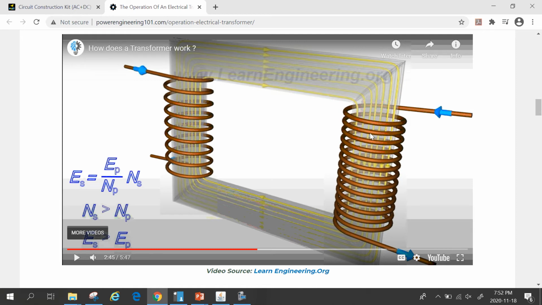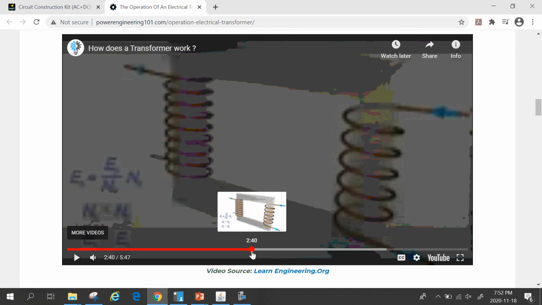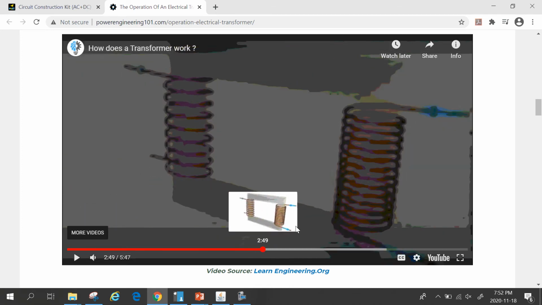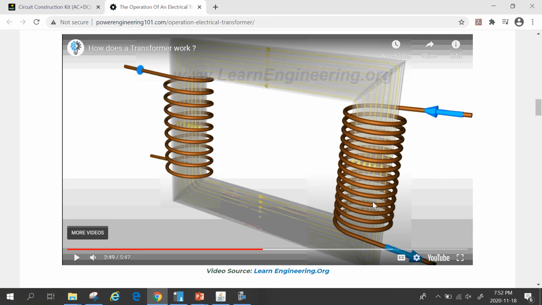Whether it is a step up or step down transformer will be determined by the number of turns in the coil on the primary versus the secondary side. If you have fewer turns on the secondary side, then it's going to bring the voltage down. If you have more turns on the secondary side, that's going to bring the voltage up. So the first one is what we call a step down transformer. This one here would be a step up transformer.